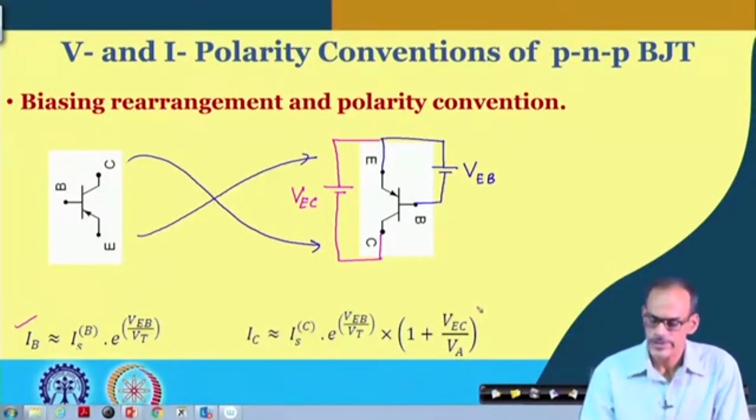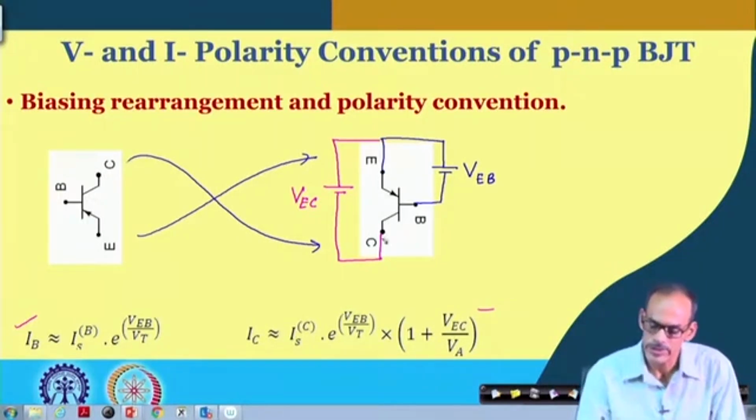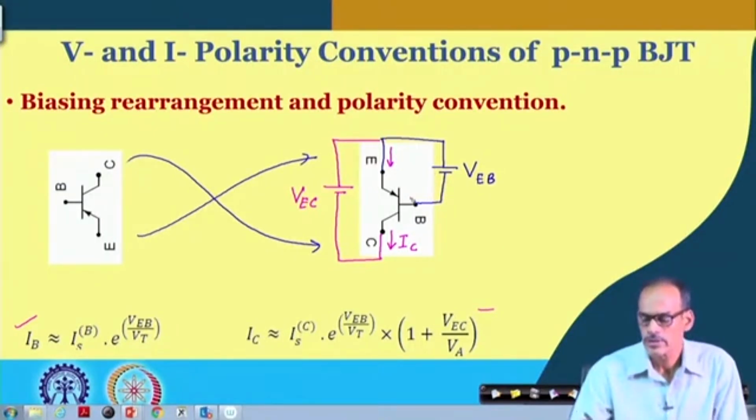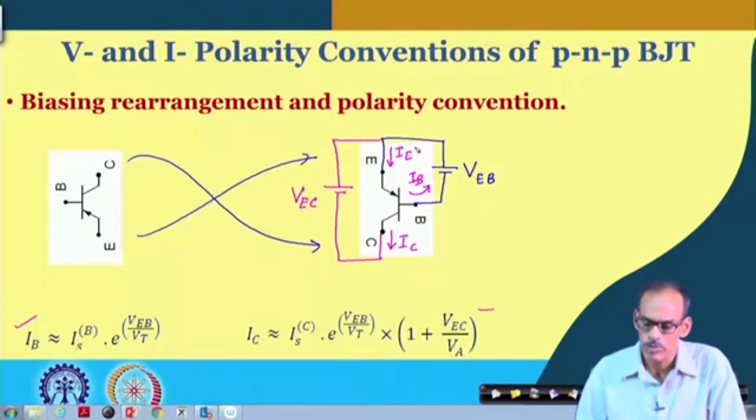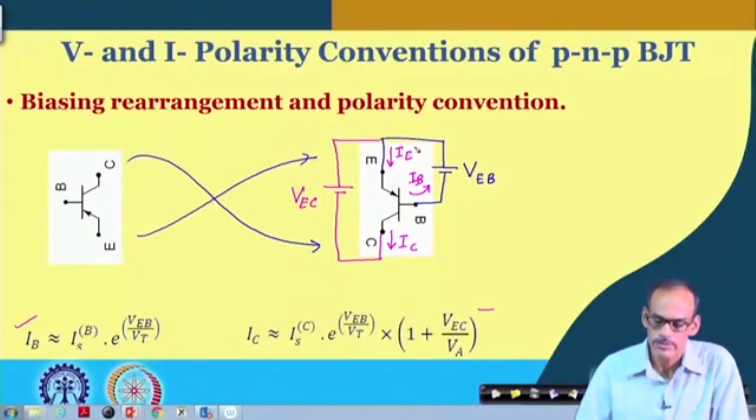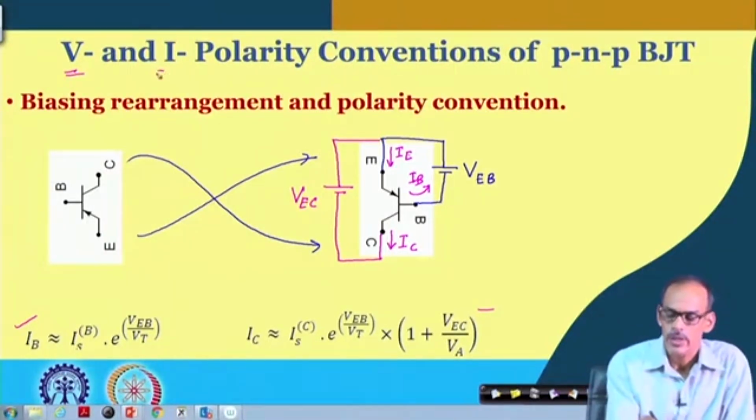And the corresponding equation, as I said: the collector current is emerging out of the device, and the emitter current is entering the device. So what will be this current? This current, of course, is going out of this device. So part of this current goes out as base current, and the remaining current goes to the collector from the emitter.